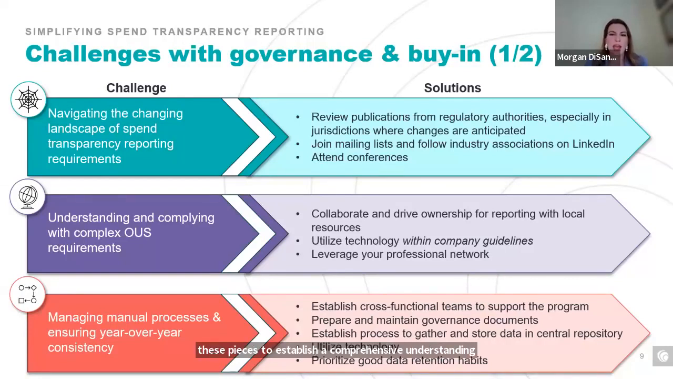And so in terms of solutioning there, we think it's really important to review publications from regulatory authorities, especially in jurisdictions where changes are anticipated, and also see what industry associations are publishing. A great source of that is LinkedIn. A lot of the industry associations publish quite frequently if there's an upcoming change or a change that just came into fruition. And then also attending conferences. I think this also feeds into the second solution we'll talk about, which is leveraging your network as well.